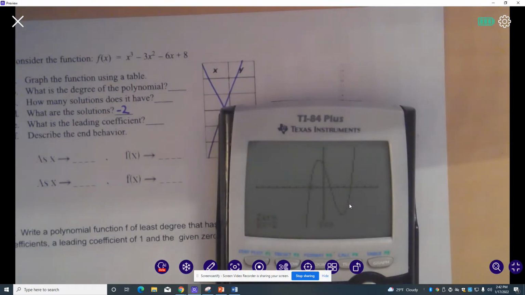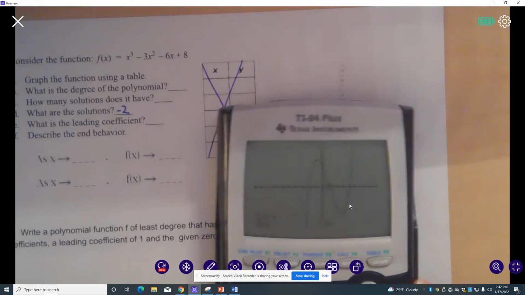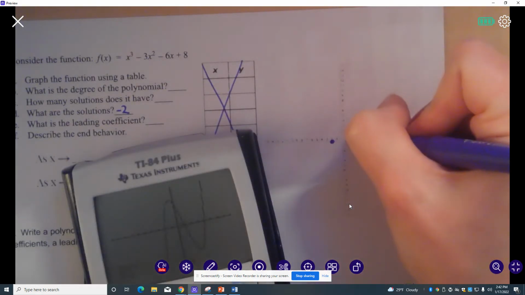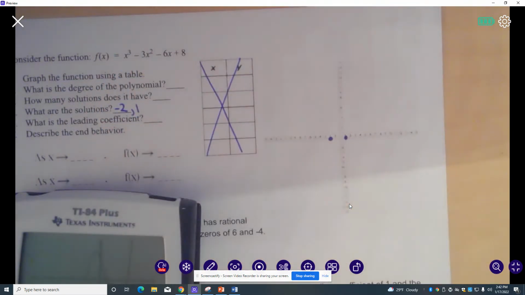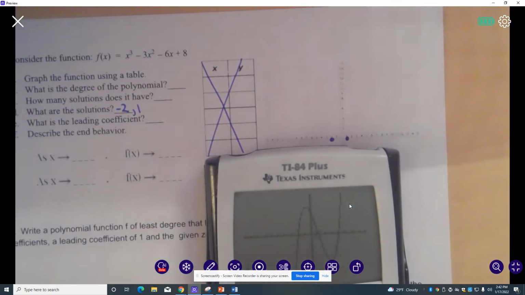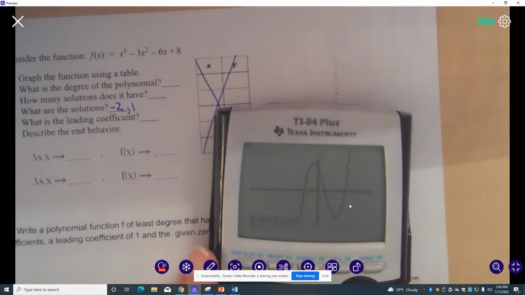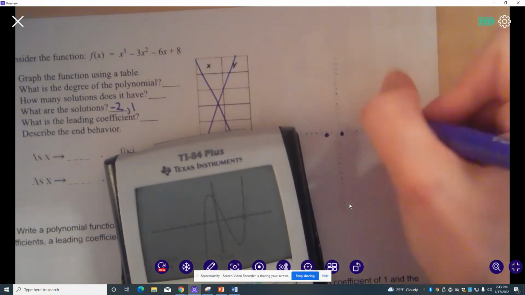Okay, I'm going to find my other zero, the second one in the middle. I get 1, 0. And so another solution is 1. And I'm going to find my last zero. And I get 4.